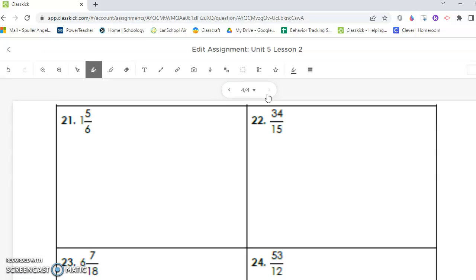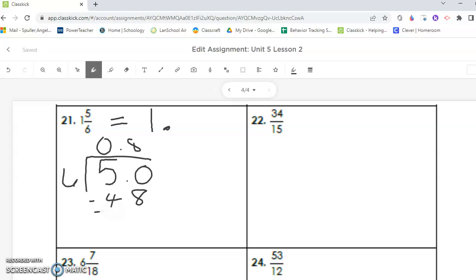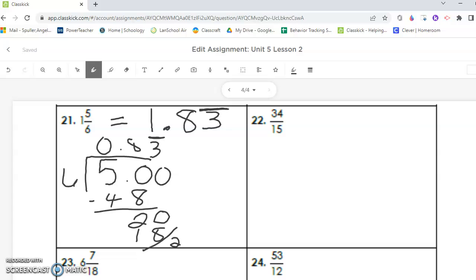All right, go ahead and try these 4, pausing the video, and then come back and see if you got them correctly. All right, so this one should be 1 and something. 5 divided by 6. Can't go there, so 6 goes there 8 times, that's 48. I get 2, bring another 0 down, goes in there 3, 18. That gives me another 2, so the 3 is going to repeat. So 1 and 83 hundredths with the 3 repeating.